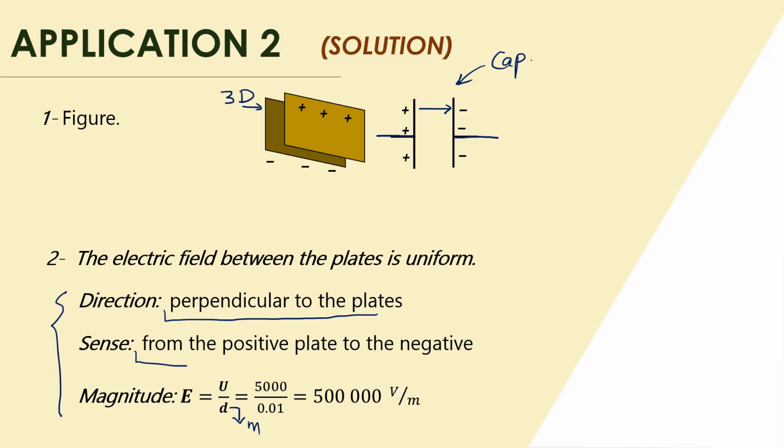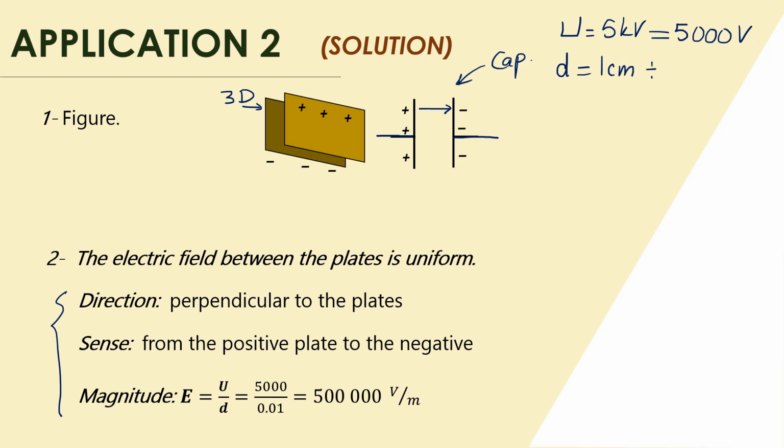Now, if we go back to the given, we notice that U is given in kilovolt. U is given to be 5 kilovolt. So we directly convert that to volt, which is 5,000. We know that a kilo is 1,000. Distance is given to be 1 centimeter. Divide by 100, we get 0.01 meter, which is the SI unit. Replacing now the values, we get 500,000 volt per meter. Remember, volt per meter or Newton per coulomb are the same, or they are equal units.